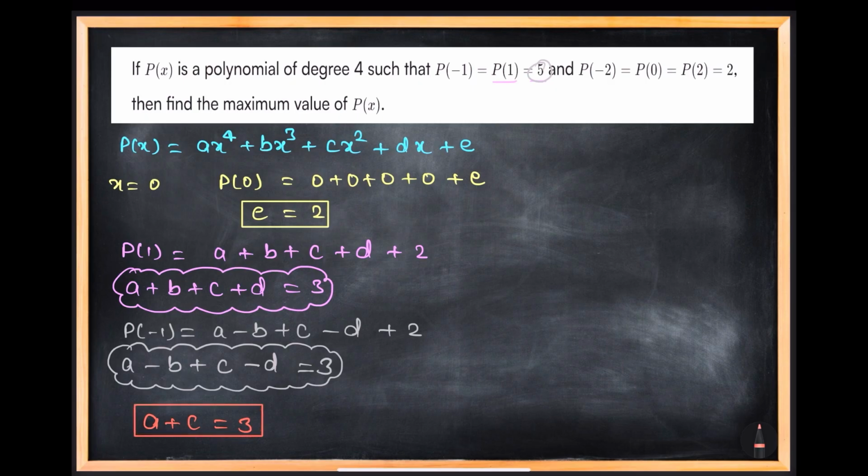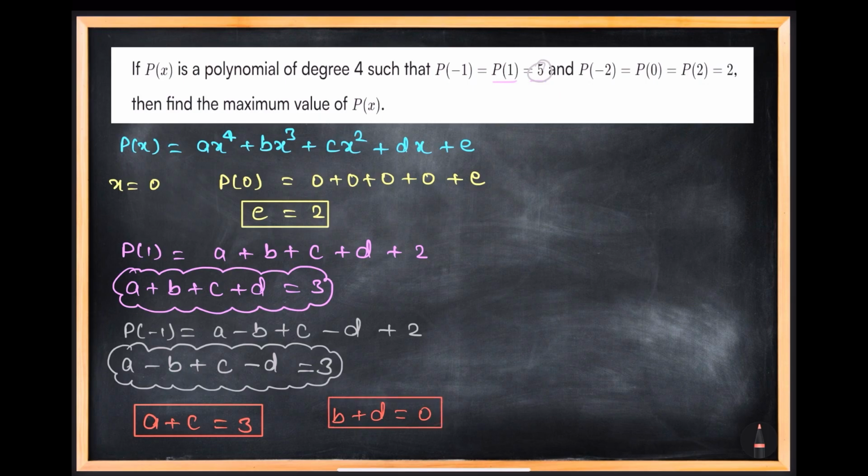Now I will subtract both of them, means this purple bubble minus gray bubble. So look at this, what will happen. A minus a will become 0. B minus minus b will become 2b. C minus c will become 0. D minus minus d will become 2d is equal to 0. So can I say that b plus d equals 0? B plus d equals 0. So we got this situation.